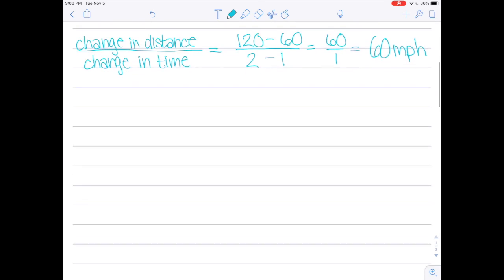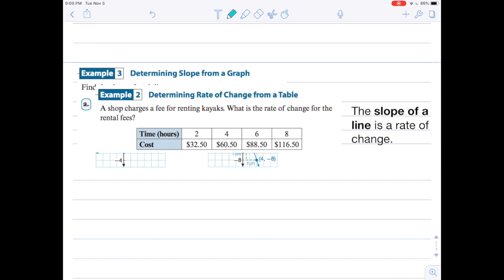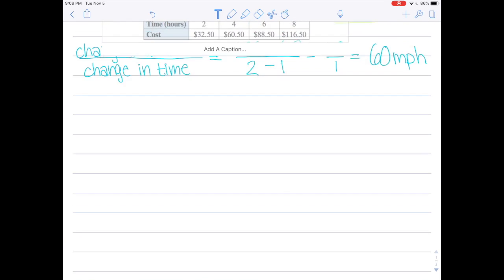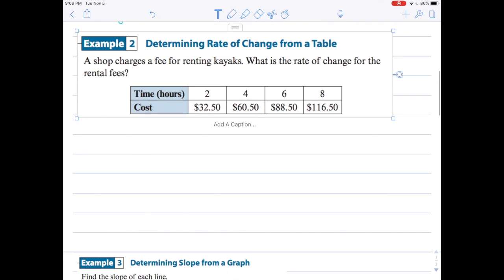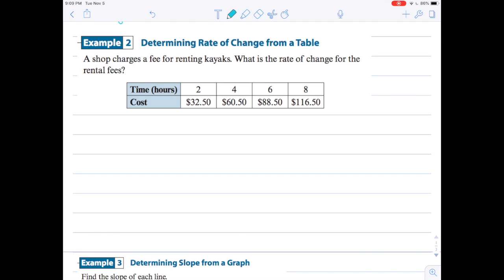Let's talk about what that would look like if you had a table. So let me pull up this table here, maybe. Make it a little bigger for us. Okay. Determining rate of change from a table. So the shop fee for renting kayaks, the shop charges a fee for renting kayaks. We want to know the rate of change of that fee. So we're going to take the change in cost, divided by the time, or over the time.